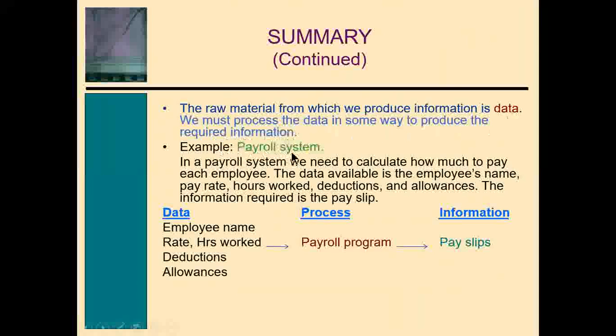For example, a payroll system. In a payroll system, we need to calculate how much to pay each employee. The data variables are the employee's name, the pay rate, the hours worked, deductions, and allowances. The information required is the pay slip, as we can see from here. So the data are the employee name and the hours, which are not yet processed. Then you process using the payroll program. What you get as information are the pay slips. It's a very good example to distinguish between data and information.